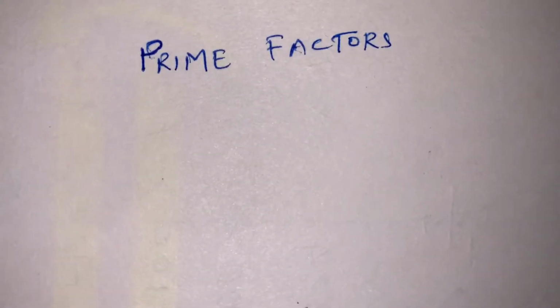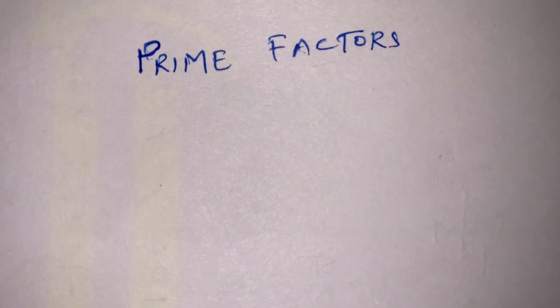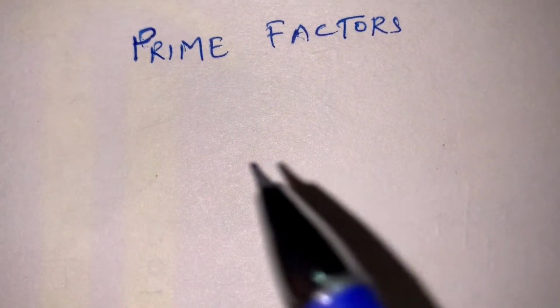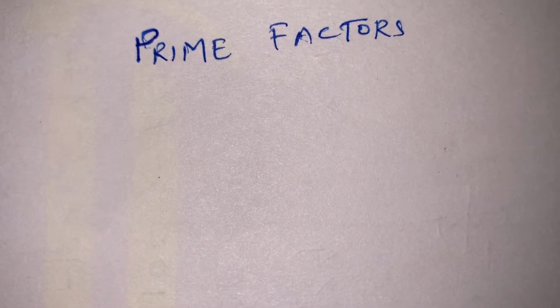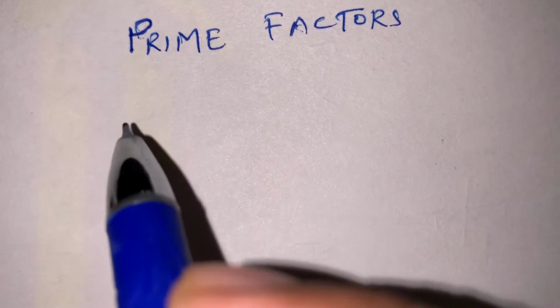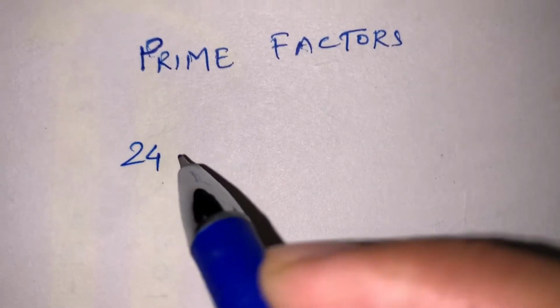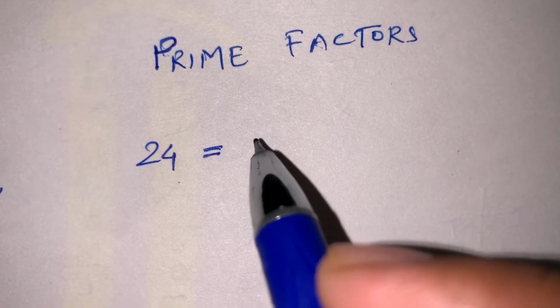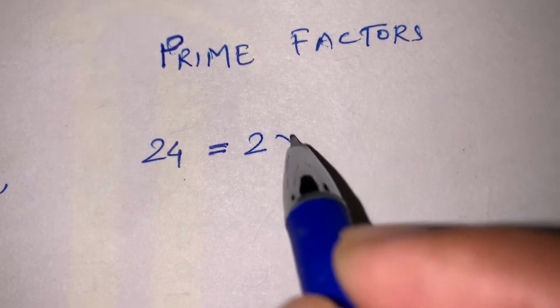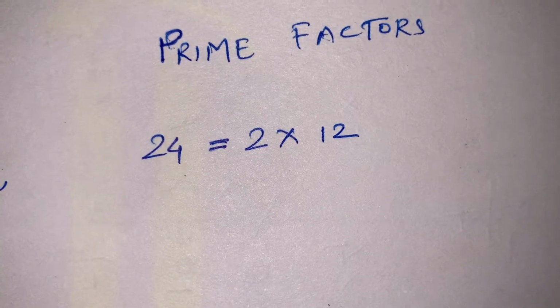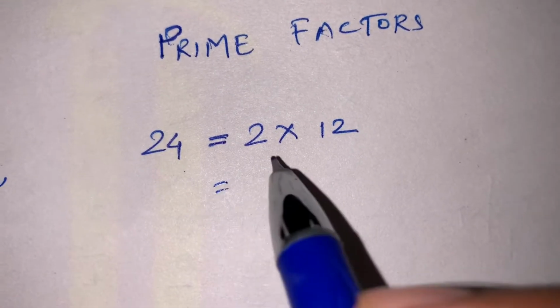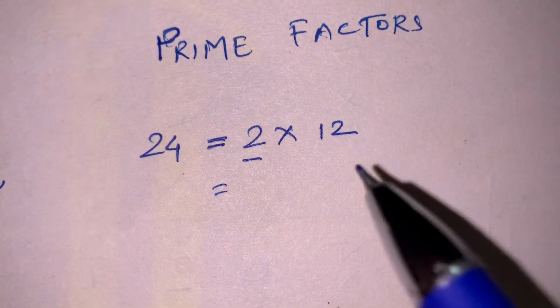Also we know something as prime factors. Now what are prime factors? Prime factors are the prime numbers which are factors of a certain number. So for example, the prime factors of 24. Let's first take the composite factors of 24. Let's take 2 into 12. 2 into 12 gives us 24. Now 2 we know is a prime factor.